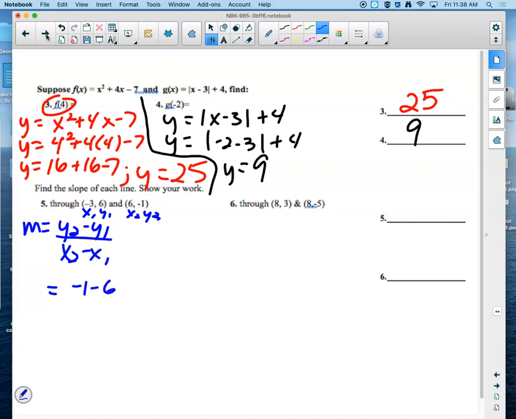So -1 minus 6 over 6 minus a -3. And you can just use your calculator if you're worried you're going to mess up on negatives here. But -1 minus 6 is what? What is 6 minus a -3? And we know we have to simplify. Can we do anything with that one? 7's prime. The only two numbers that go into 7 are 1 and 7. That's it. So that is our slope. Piece of cake.